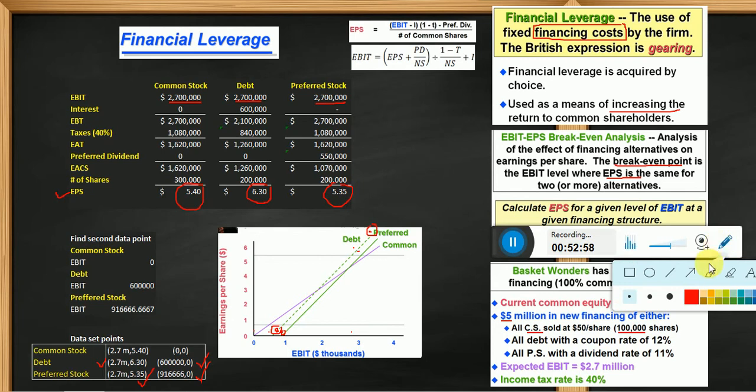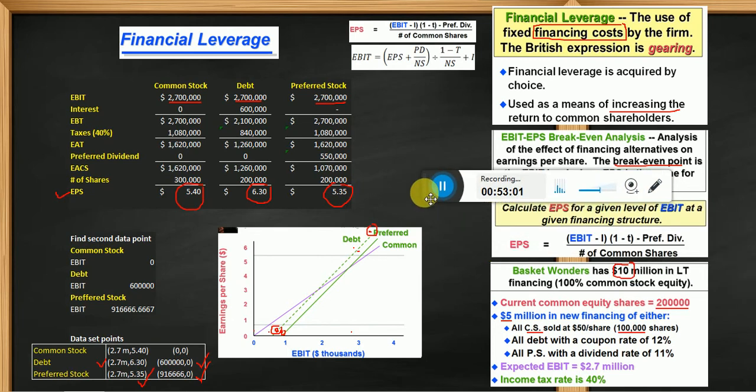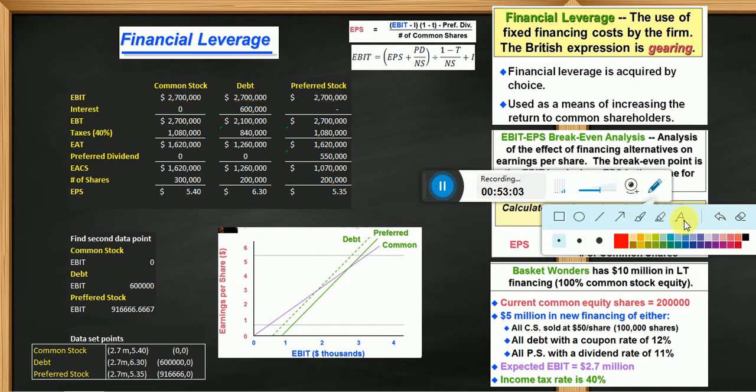Let me make it a little bit more clear. We found here, this one is for the common stock, and this is the first point. The first point is here. This is for 0.00, and the second point, which is 2.7 and 5.4, that is here. If you remember, we have drawn here. What we are just learning from this graph.